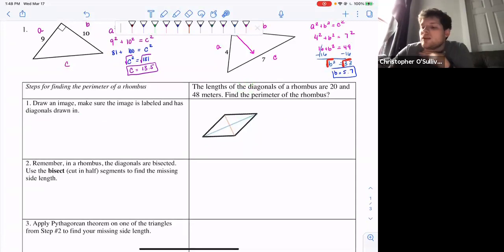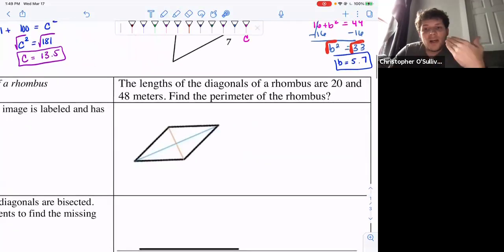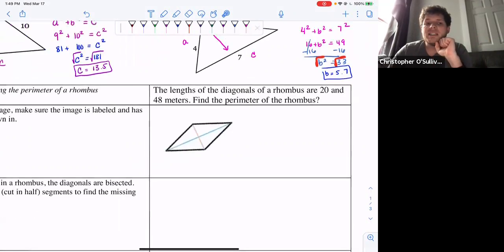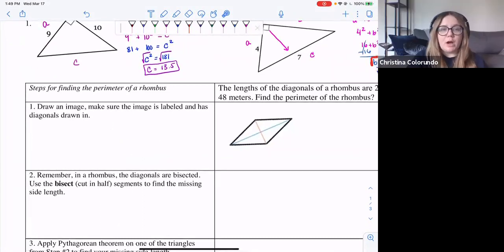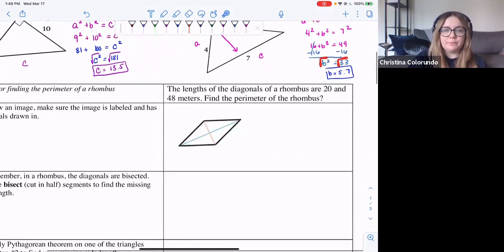So in this question, here's how every question is going to be worded today. The lengths of the diagonals of a rhombus are 20 and 48. Find the perimeter of the rhombus. So step 1 is going to be to draw an image and make sure the image is labeled and has the diagonals drawn in.